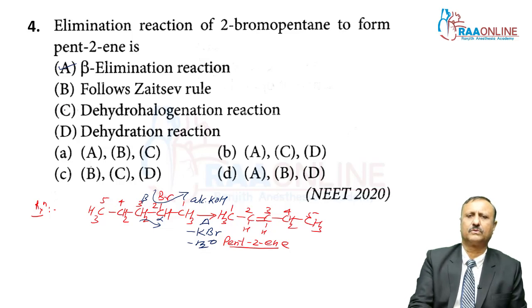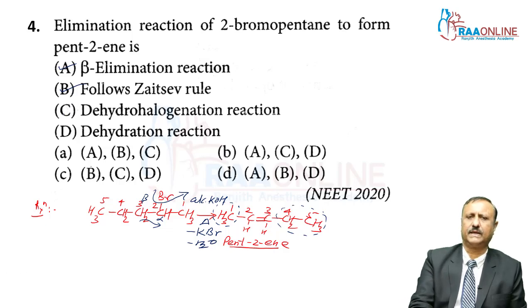Does the major product follow the Saytzeff rule? Yes, because according to the Saytzeff rule, that alkene is more stable in which more alkyl groups are present. Here you can see more alkyl groups are present, CH3 and CH2CH3. Or you can say that those alkenes are more stable in which more alpha hydrogen atoms are present. You can see 3 plus 2, 5 alpha hydrogen atoms are present. So it follows the Saytzeff rule.